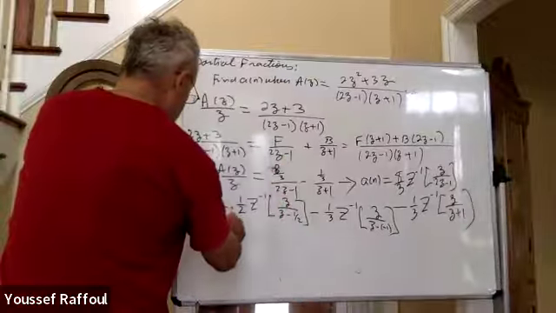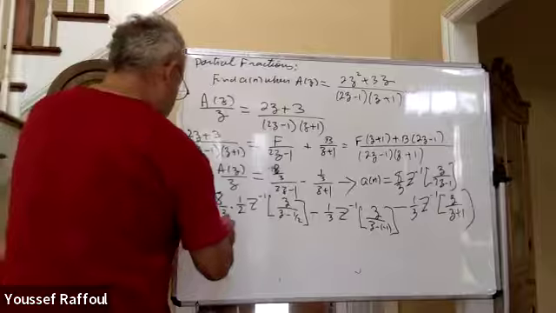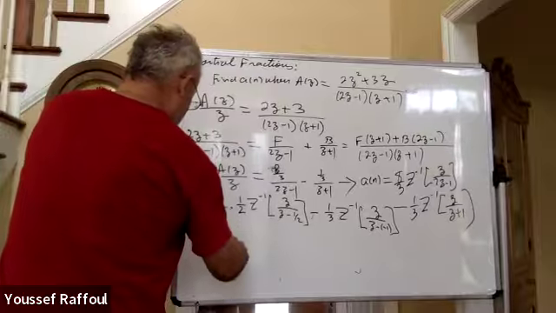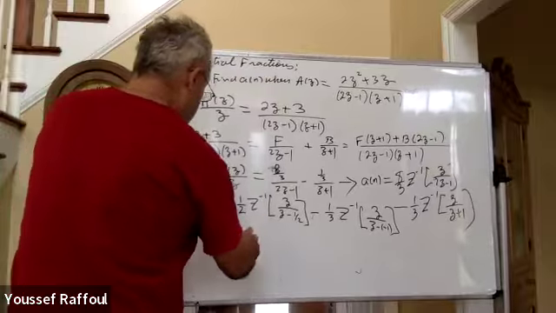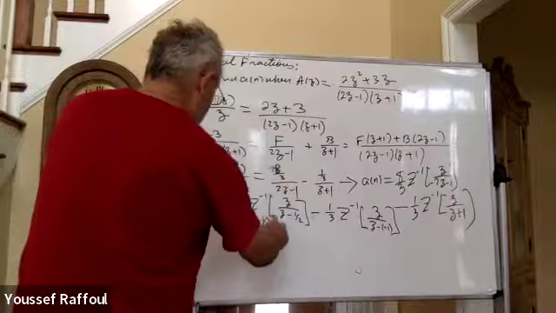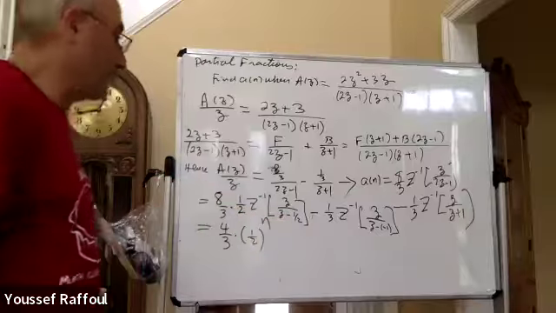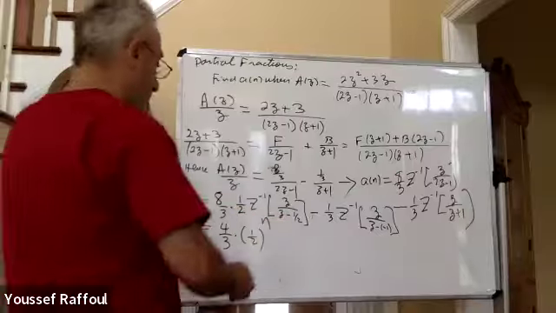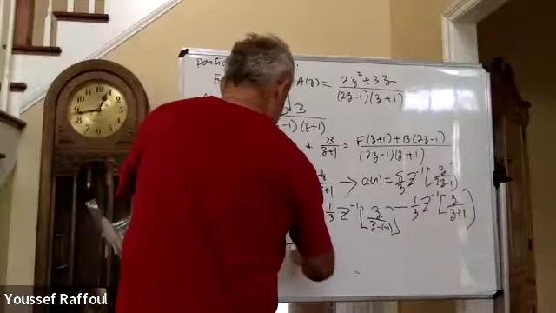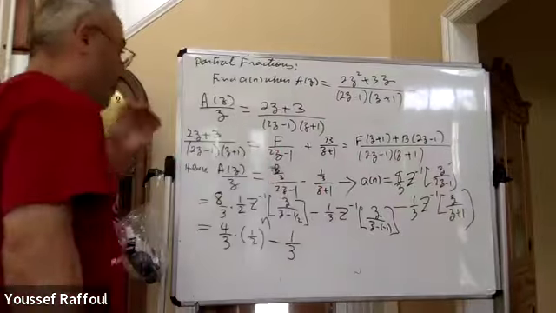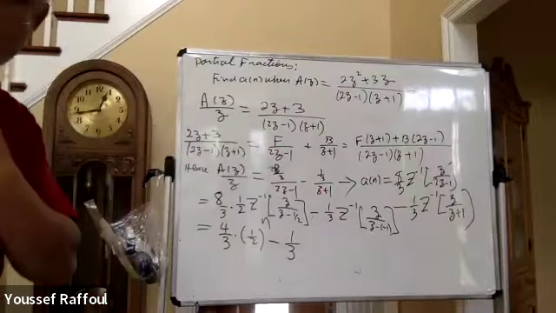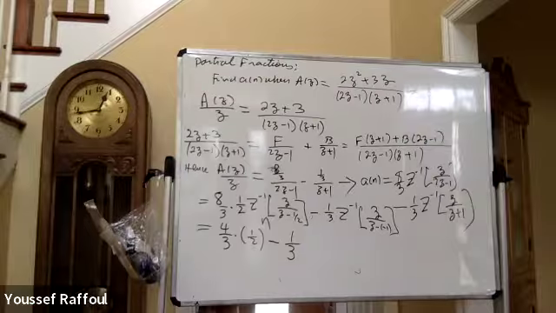So that is 4/3. What is that here? Is 1/2 to the power n. Remember that? Minus 1/3, and times. Okay?